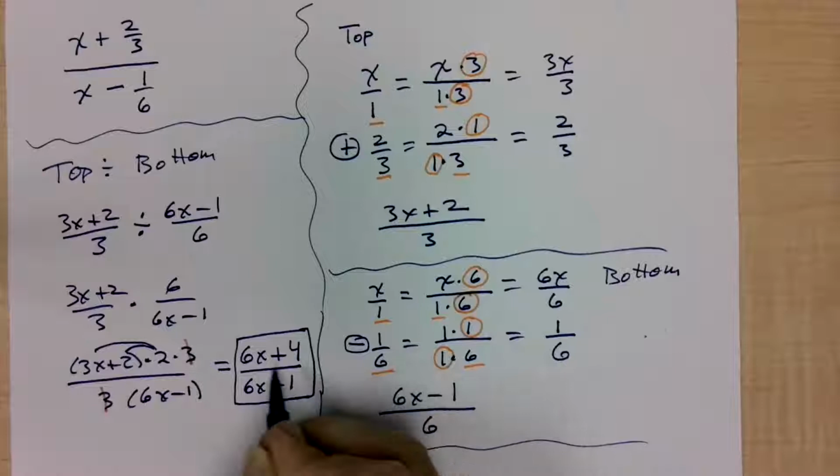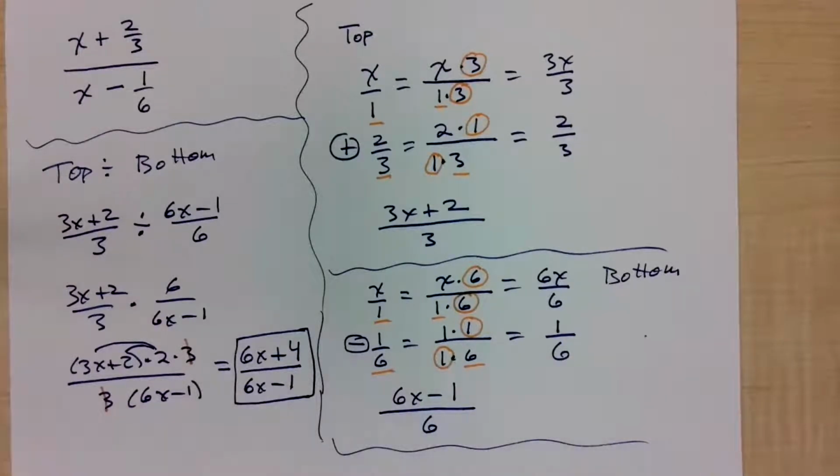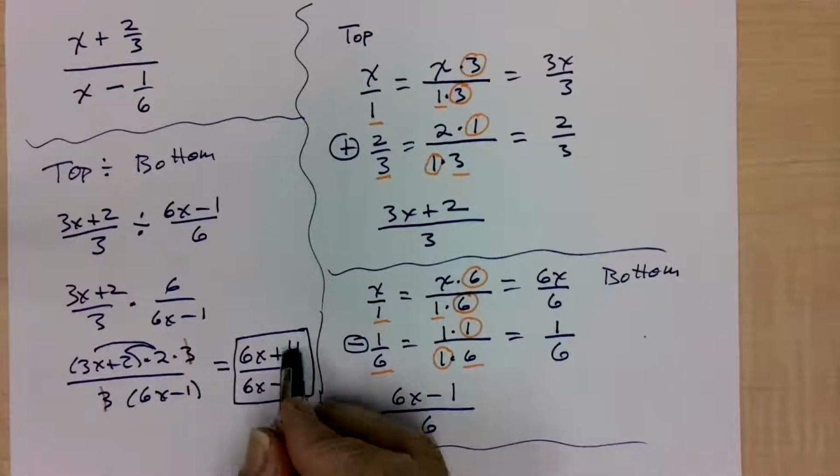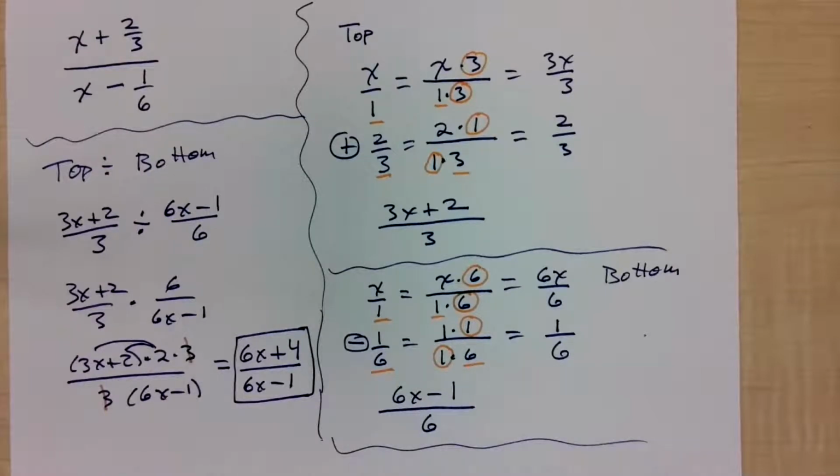Remember, you do not cancel terms. You cannot divide the 6x and the 6x by 6 unless you divide these other terms by 6, and that would make it more complicated. So that is that problem.